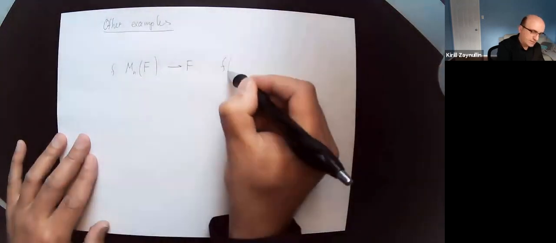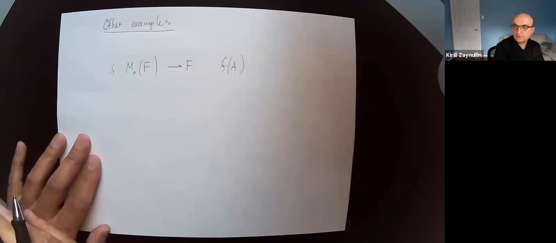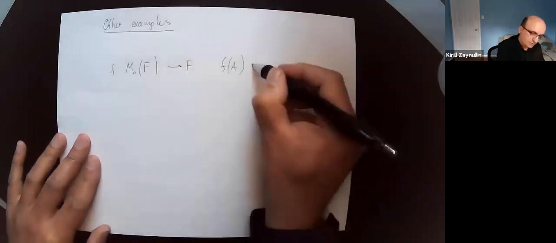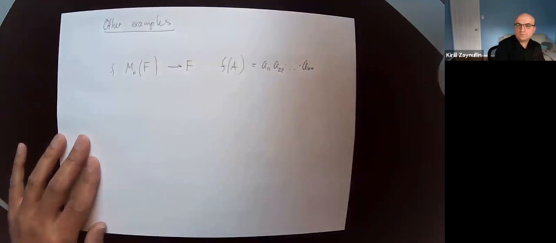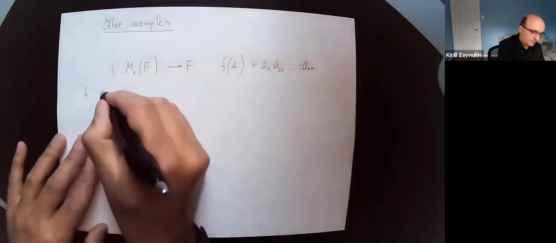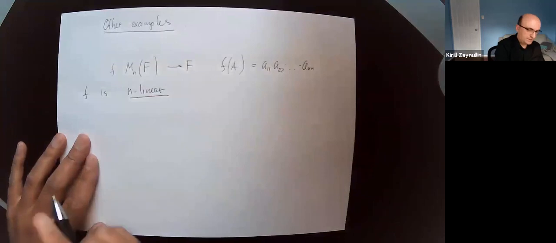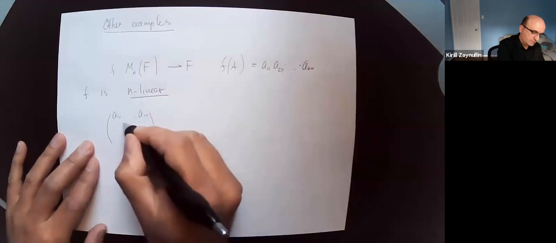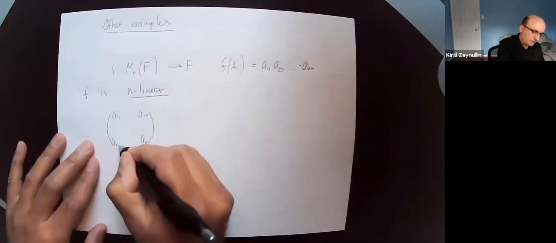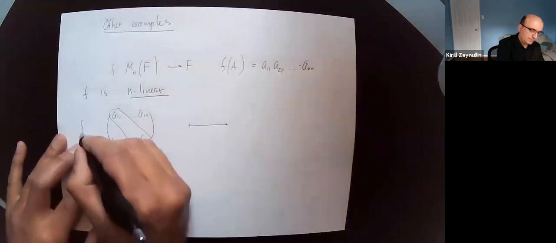It takes any n by n matrix A to the product of its diagonal entries. So it's A11 times A22 times, and so on, times Ann. I claim that this f is n-linear. Why? Well, let's look at what it does with the matrix. This is my matrix, A11, A1n, ANn, AN1. Basically I'm just looking at the main diagonal and taking the product of the values. That's what my function does.